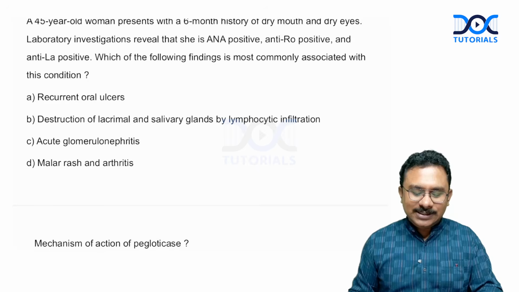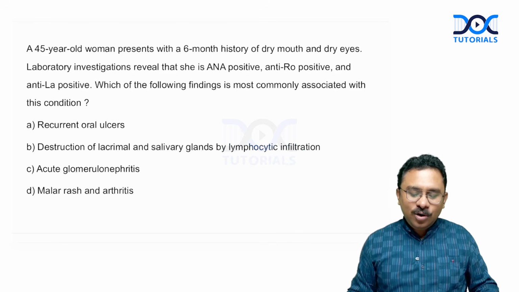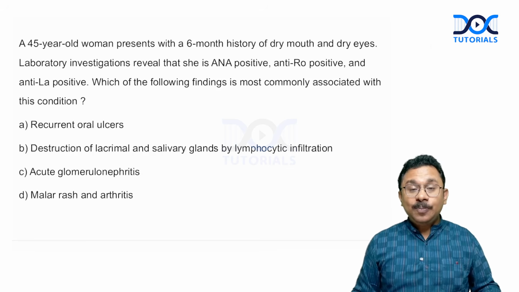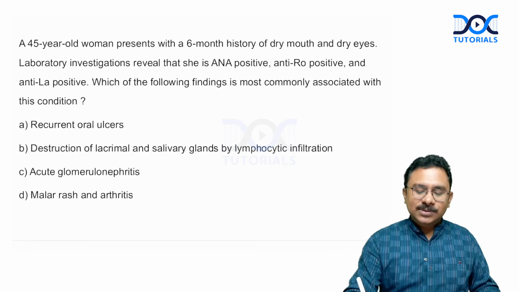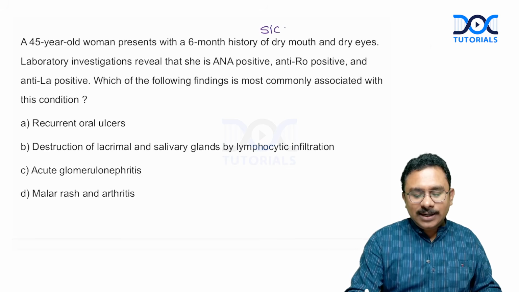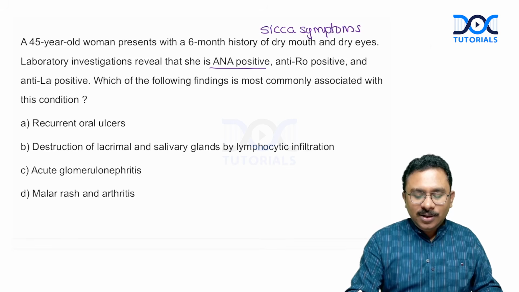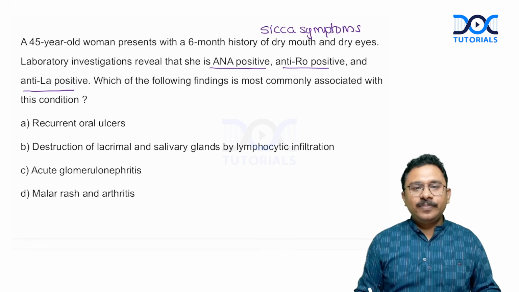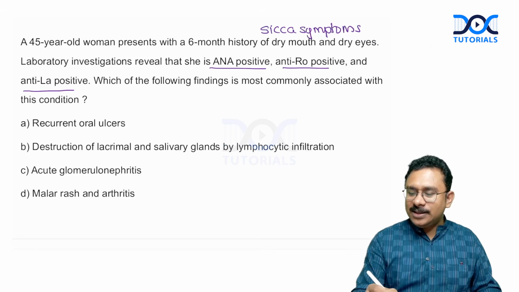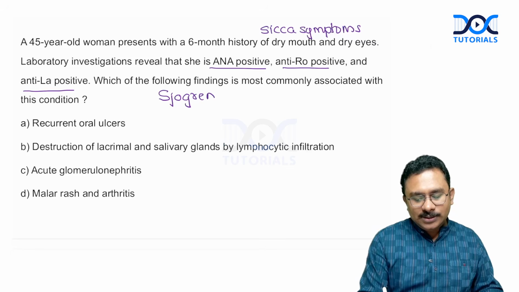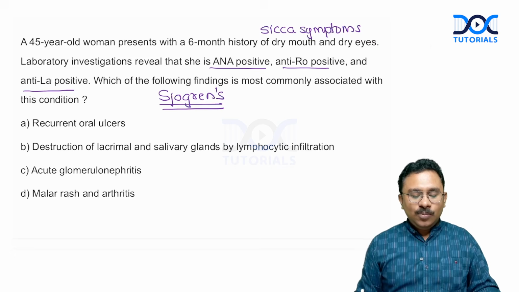Next question, please. A 45-year-old woman presents with a 6-month history of dry mouth and dry eyes. So the patient is presenting with sicca symptoms. Laboratory evaluation reveals that she is ANA positive, anti-Ro positive, and anti-La positive. So what is going to be the clinical suspicion here? It is Sjogren's syndrome. So what's the question? Which of the following findings is most commonly associated with this condition?